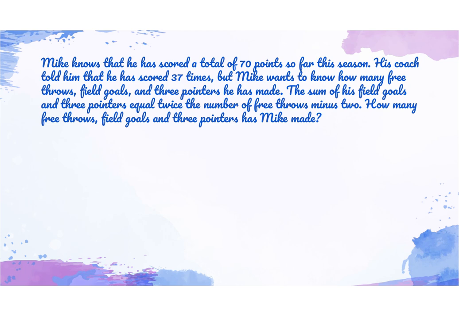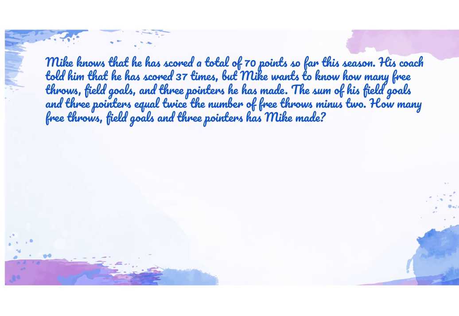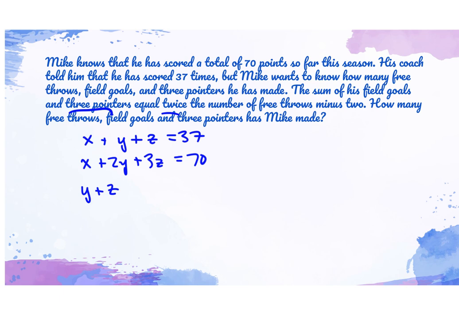Mike knows he scored a total of 70 points for the season. His coach told him he scored 37 times. So he's got free throws, field goals, and three-pointers. Free throws plus field goals plus three-pointers is 37 times. He scored a total of 70 points, so 1 times x plus 2y plus 3 times z equals 70. The sum of his field goals and three-pointers equals twice the number of free throws minus 2. So y plus z equals 2x minus 2.